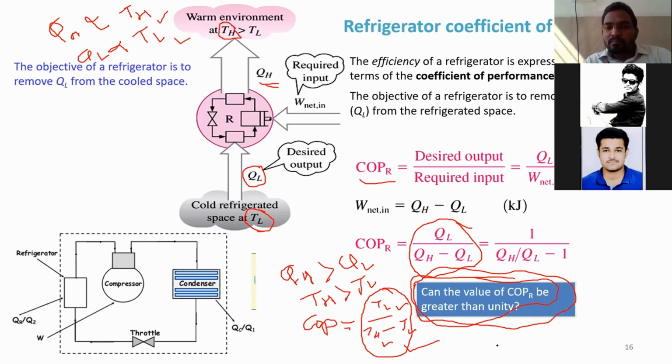No, sir. Greater than will not happen. Not happen, correct, because here we can easily see that QL is smaller, and the difference QH minus QL, as QH is greater than QL, the denominator is always going to be greater than the numerator, so this value will always be less than 1. So COP of refrigerator can never be greater than unity. Okay.